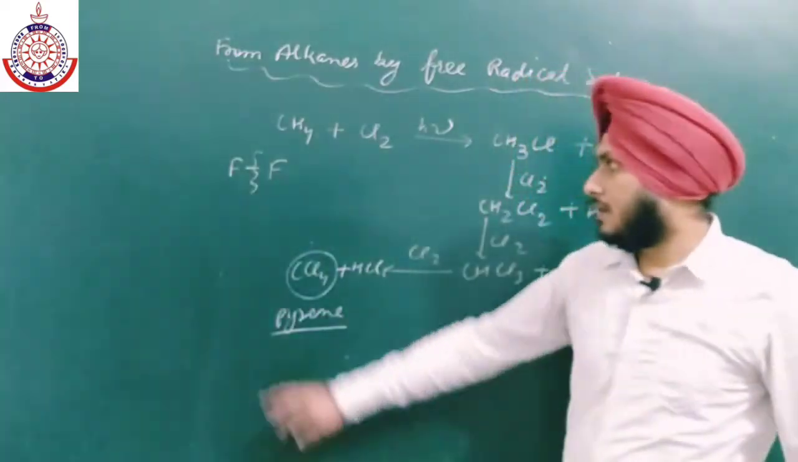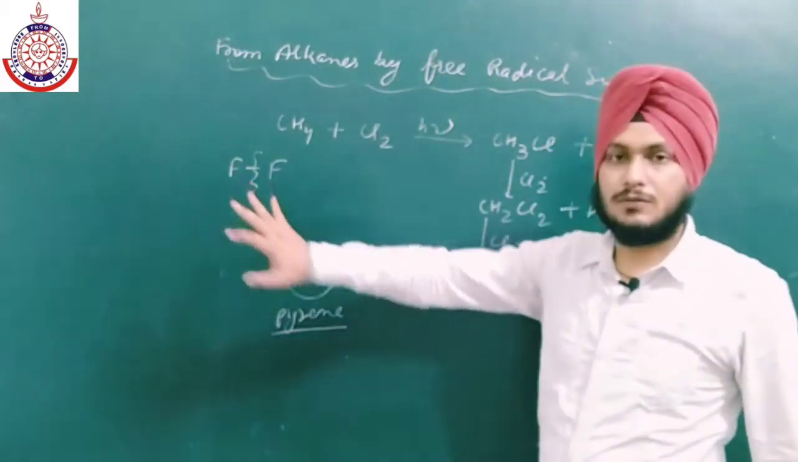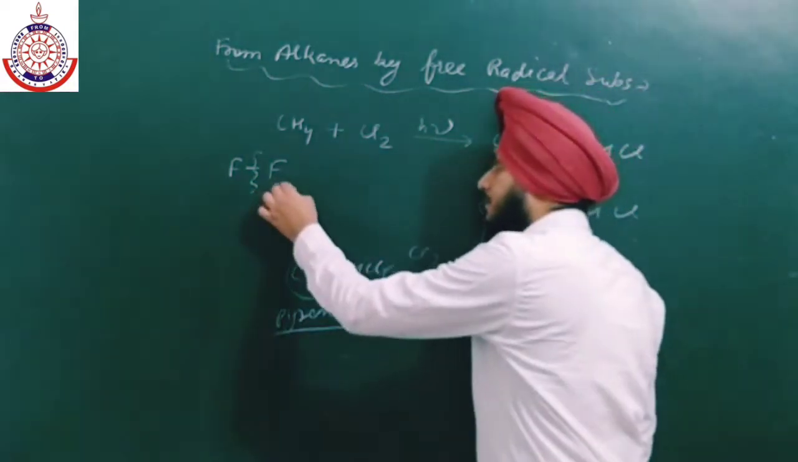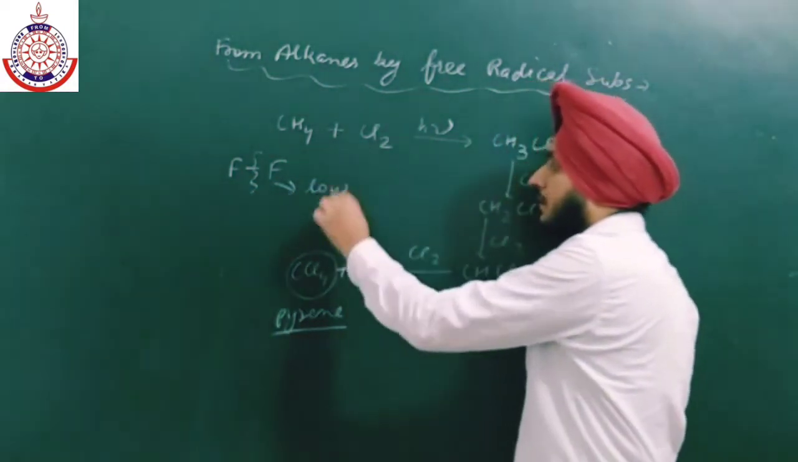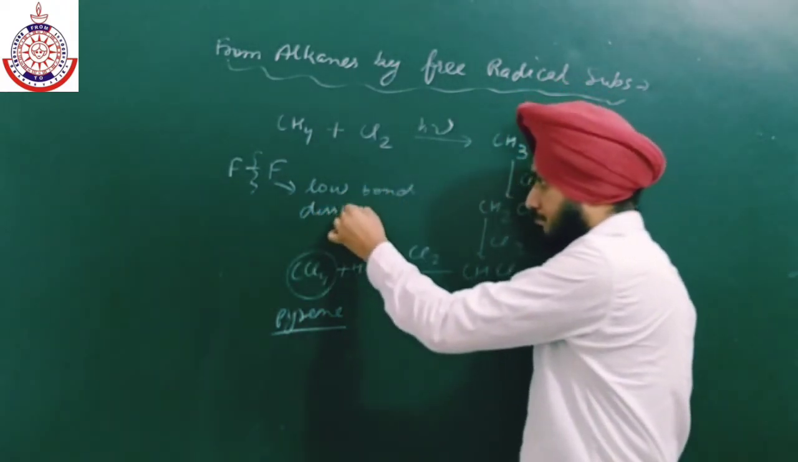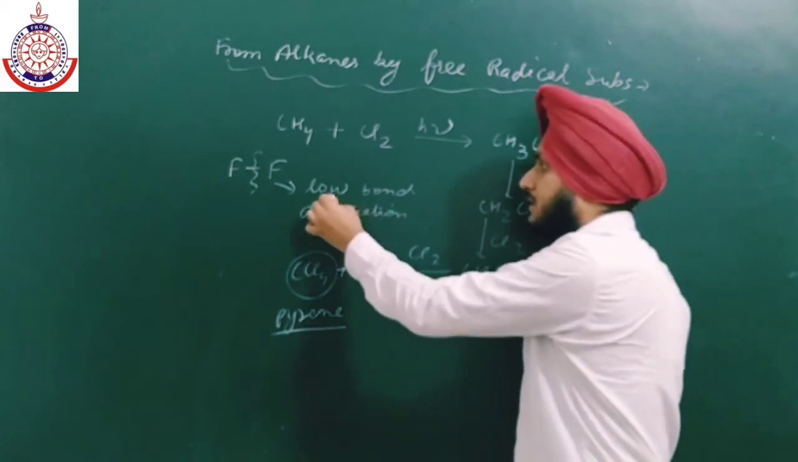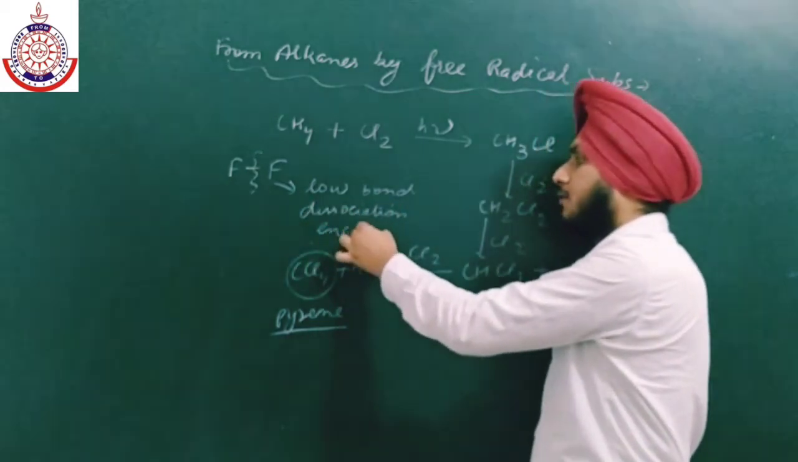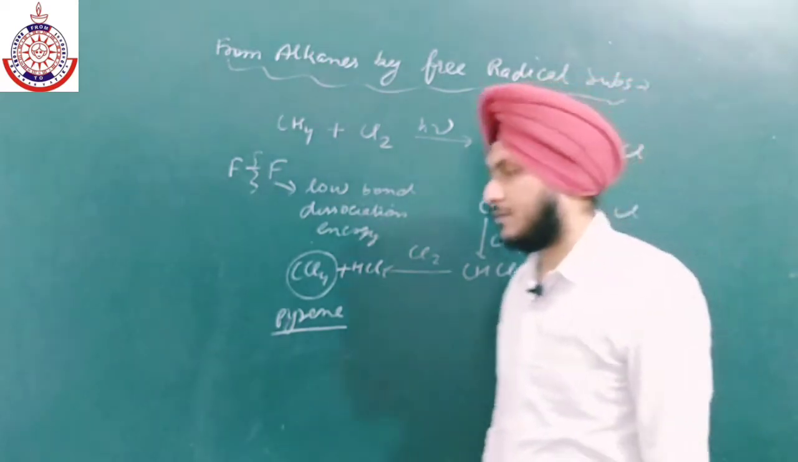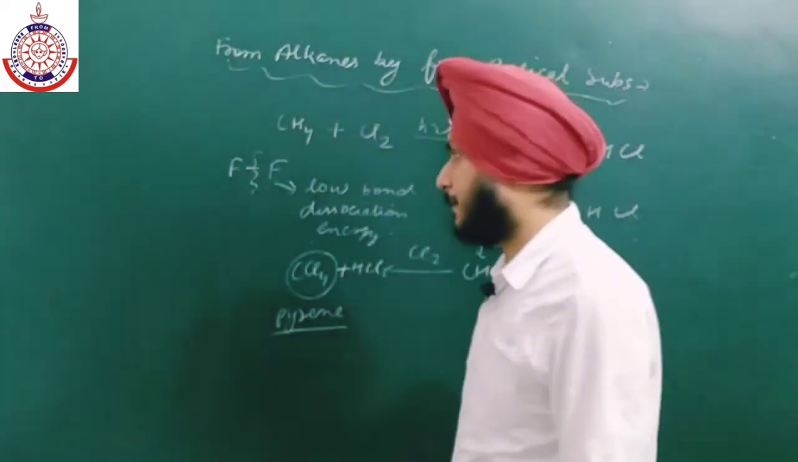The reason is this F-F bond is quite unstable and the bond dissociation energy is very low. That is why a large amount of heat is released and the reaction becomes more violent. So that is why fluorination does not take place.